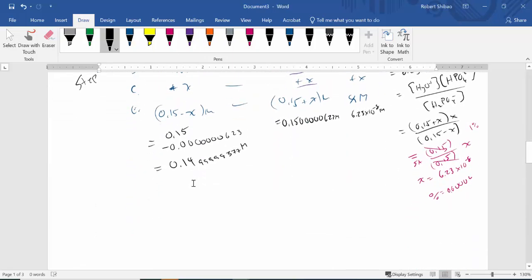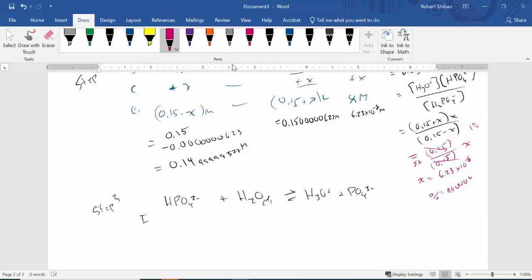Okay, and if I'm interested in the inventory, I'm going to go to step 3 because this is a triprotic acid. And so finally the last hydronium can break off, which is the monohydrogen phosphate plus H2O liquid. This is going to go to hydronium plus phosphate. This is step 3. And so my initial here, I'm just going to carry it down from the previous steps. So the initial monohydrogen phosphate is going to be 6.23 times 10 to the minus 8 molar.